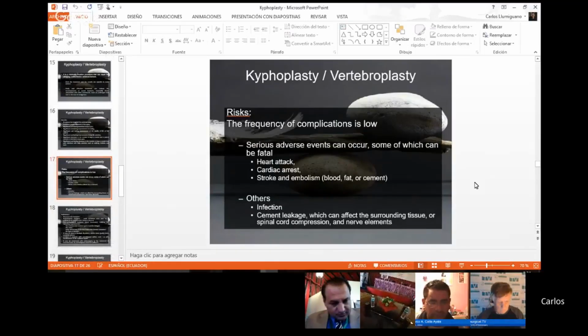We have kyphoplasty techniques, and we can offer solutions for different fractures in the patient. But all the surgical techniques, whether open, percutaneous, or minimally invasive therapies, have different risks. The frequency of complications in kyphoplasty or vertebroplasty is very low. Maybe serious adverse events can occur, some of which can be fatal, like a heart attack, cardiac arrest, stroke, or embolism. And maybe other complications such as infection, cement leakage, which can affect the surrounding tissue, or spinal cord compression, or nerve element compression.